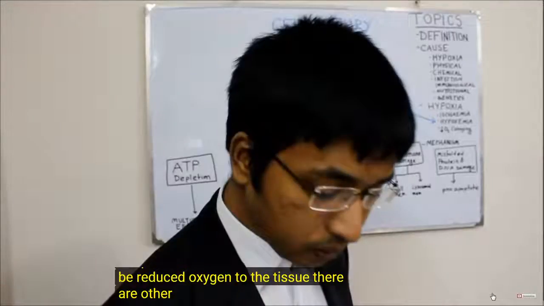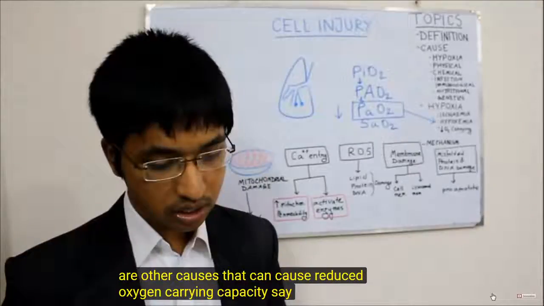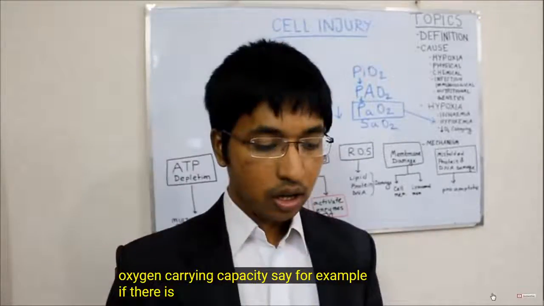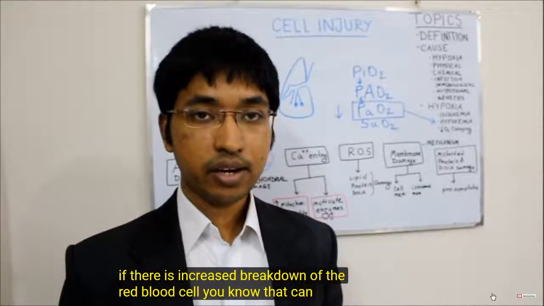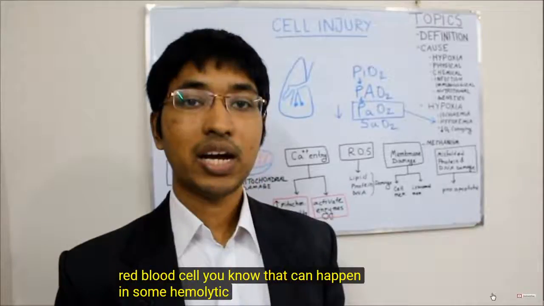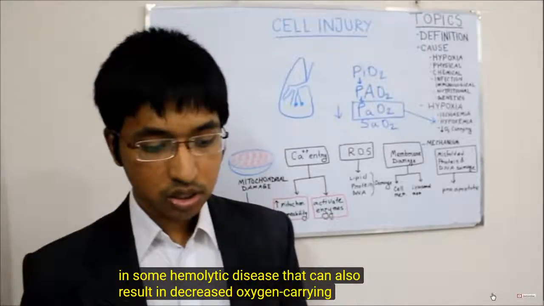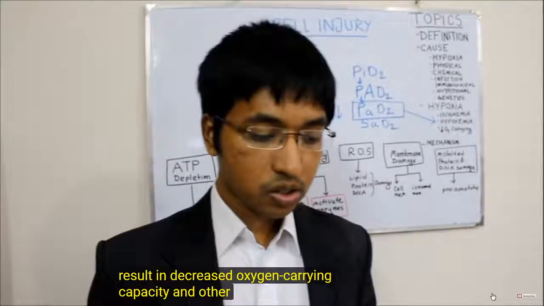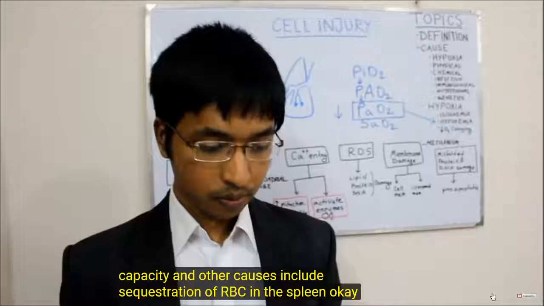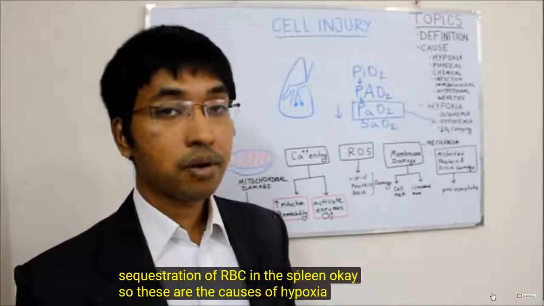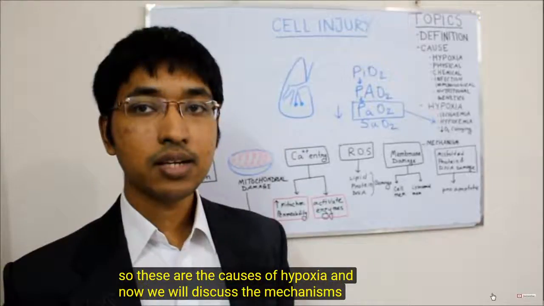There are other causes that can cause reduced oxygen carrying capacity. Say for example, if there is increased breakdown of the red blood cell, that can happen in some hemolytic disease, that can also result in decreased oxygen carrying capacity. And other causes include sequestration of RBC in the spleen. So these are the causes of hypoxia, and now we will discuss the mechanisms of cell injury.